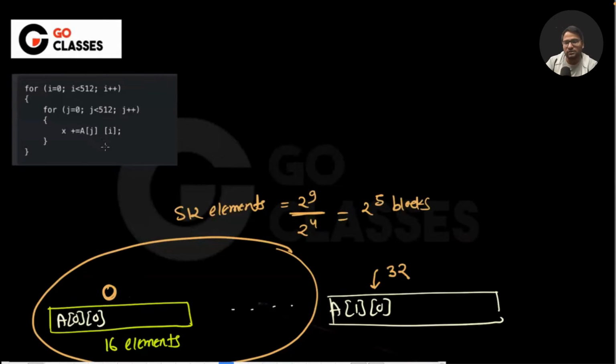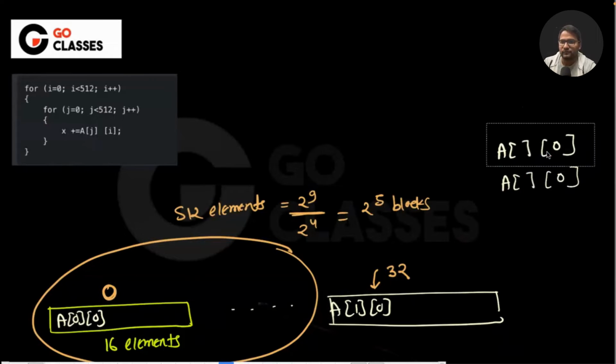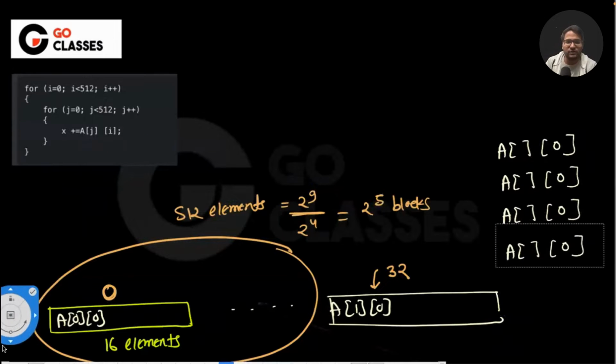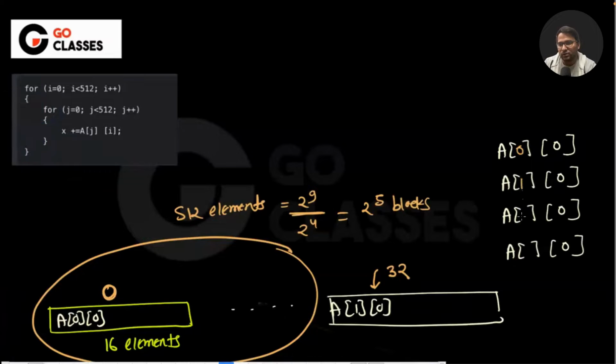Your access pattern is a little typical here. You are keeping this i fixed, then you are changing this j, which means you are accessing in this way: 0,0, then 1,0, then 2,0, and 3,0, and so on. Not an issue.